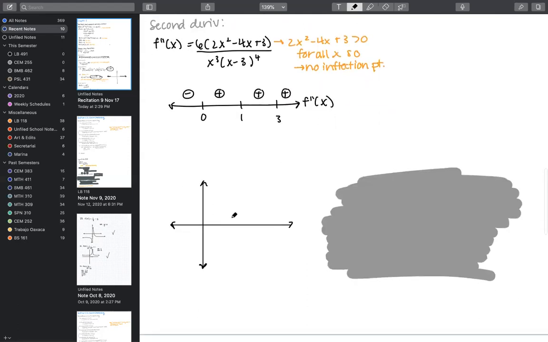So we're going to have an asymptote at x is equal to 3. We've also got an asymptote at x is equal to 0. And we've got another asymptote at y is equal to 0. We have no intercepts, so we don't have to worry about that. At x is equal to 1, we know that the function value is 1/4 and that this is our min.